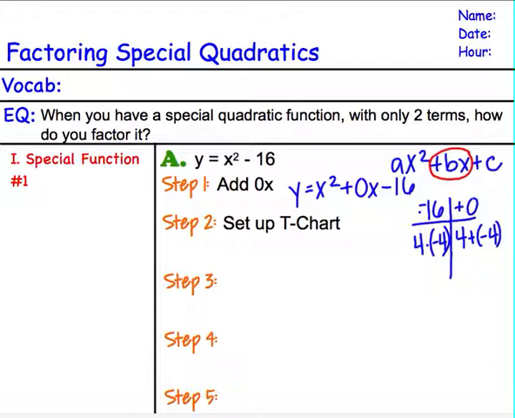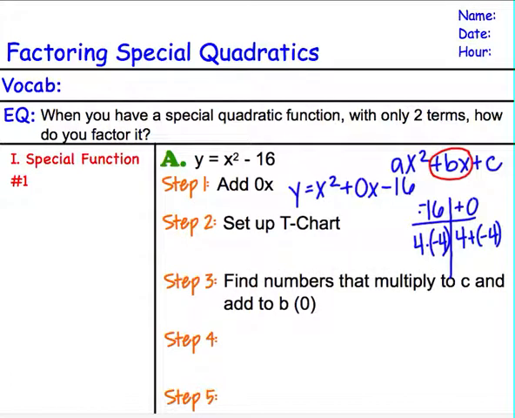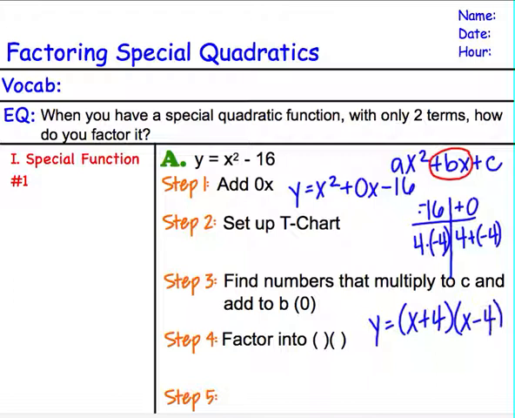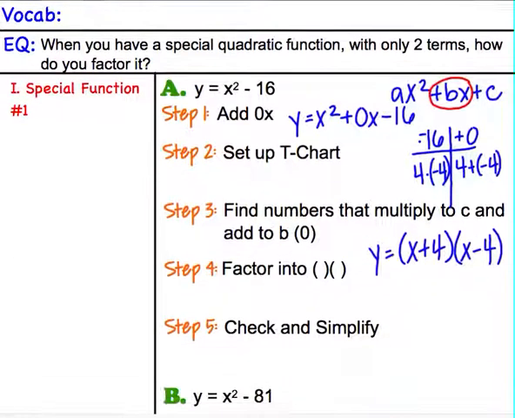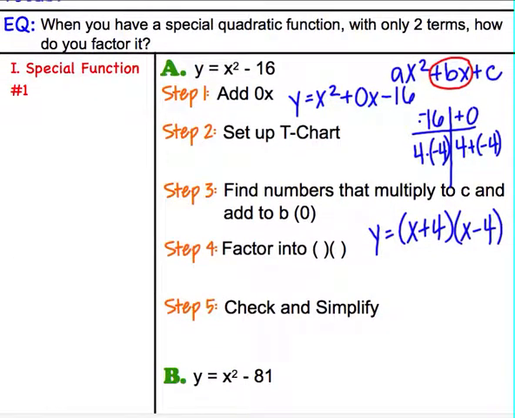Therefore, in our step 3, we just found our numbers that multiply to c and add to b, which in our case is 0. So we're going to factor it into our parentheses form, which means y equals x plus 4 and x minus 4. And then, as usual, we work on checking and simplifying if we need to. In our case simplifying is not as critical, but let's go ahead and check this.